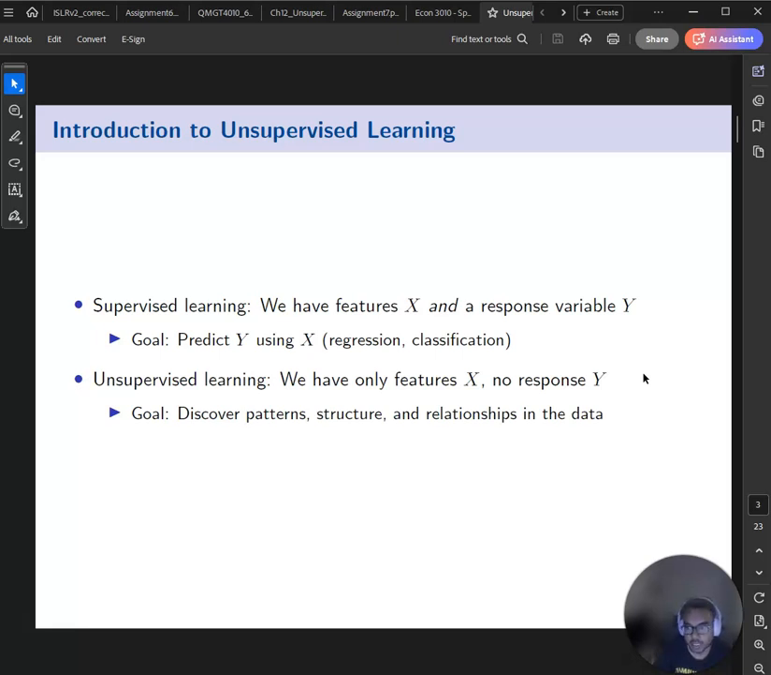Think of it in this way. Supervised learning is like having a map with a clear destination marked. But unsupervised learning is more like exploring without any specific target in mind. You try to understand the terrain itself. It's about letting the data speak to us and reveal its inherent nature or structure.